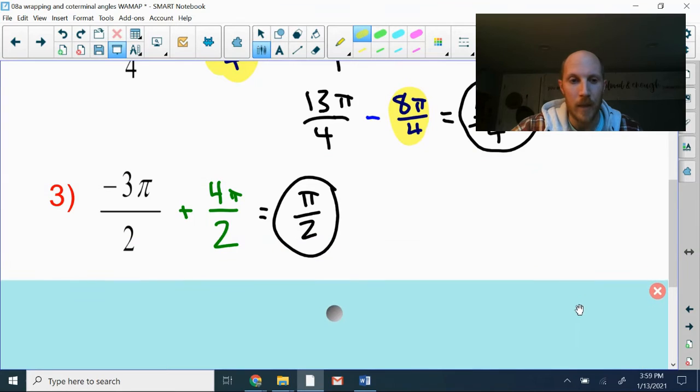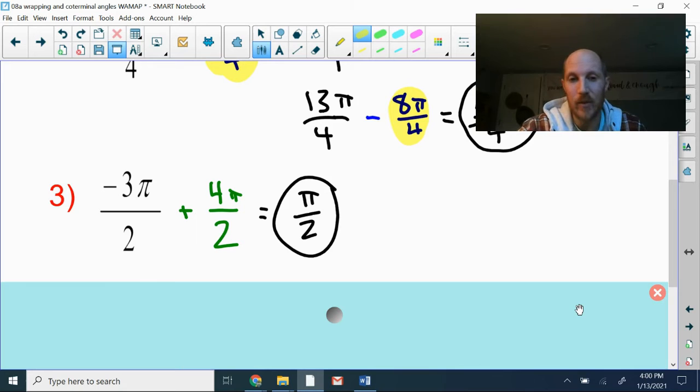Okay, next example, negative 3 pi over 2. Well, so this time I've got a negative angle, which obviously is going to be too small. That is not between 0 and 2 pi. It's a negative angle. So this time I'm going to add the equivalent of 2 pi. And from our do now, we know the equivalent of 2 pi using the denominator of halves will be 4 pi over 2.